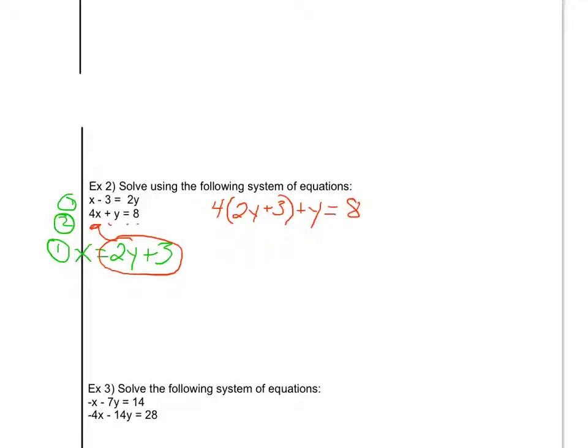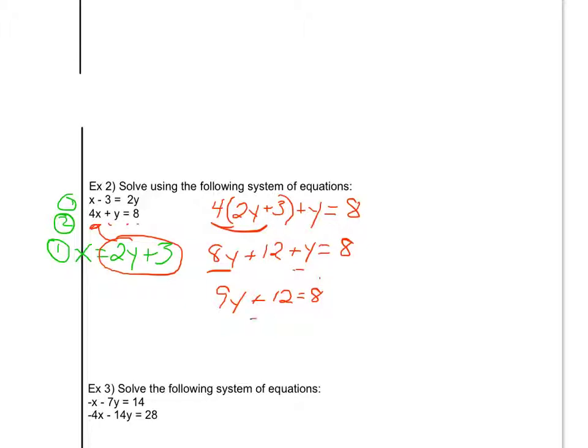Now I'm solving a basic linear equation. I start by distributing the 4 since I cannot combine 2y and 3, and I get 8y plus 12 plus y equals 8. I see that I have like terms on the left side of my equal sign, so I combine those, giving me 9y plus 12 equals 8.